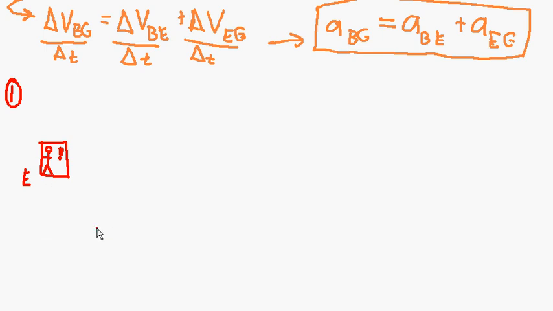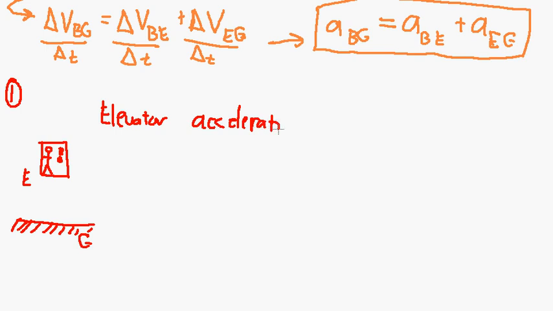And then here's the ground. G. Ball right there. All right, so let's say the elevator is accelerating upwards at, say, 5 meters per second squared. All right, and we're going to say here g equals 10 meters per second squared.